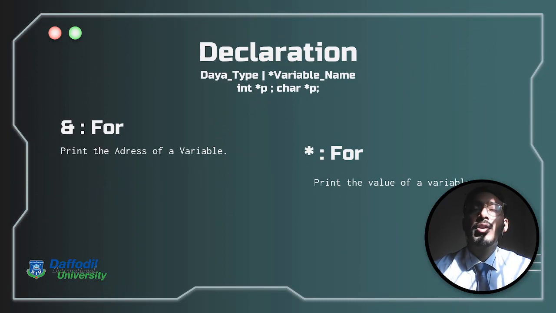Now we are going to talk about the declaration syntax. First of all, you need to type the data type and then the variable name. It's similar to a variable declaration. Now we are going to know when we use the address symbol and when we use the star symbol. First of all, the address symbol. Basically, we use the address symbol to print the address of a variable, and we use the star symbol to print the value of a variable.